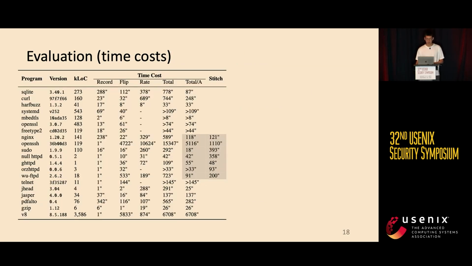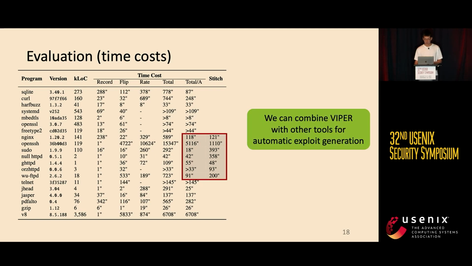We evaluate the time costs of VIPER. In most programs, VIPER can finish analysis within 5 minutes. We also compare VIPER with FlowStitch, which is an exploit generation tool for data-only attacks. We can see the time cost is at the same level. So we can combine VIPER with FlowStitch to generate data-only attacks automatically.